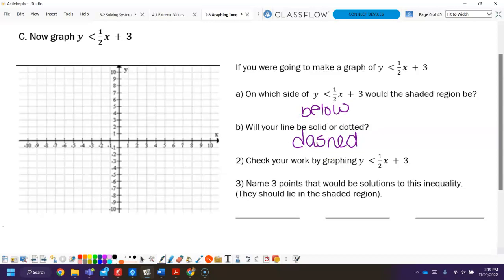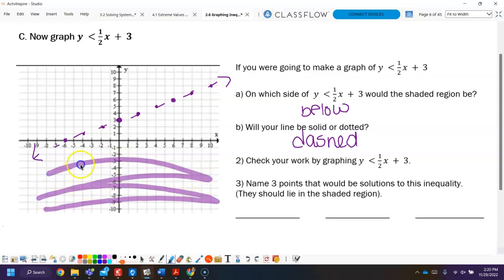My y-intercept is at 3. So you start at 3. And then go up 1, go over 2, up 1, go over 2, so on and so forth. And then you follow your rule. First solid, first dash. So in this case, my line is dashed. So I do not connect my points as a whole line. And then you shade below.